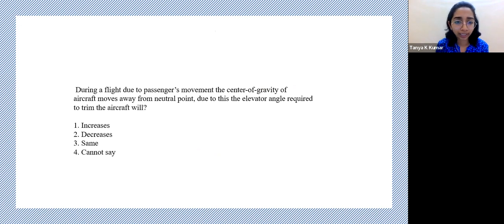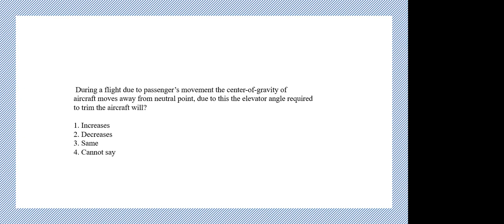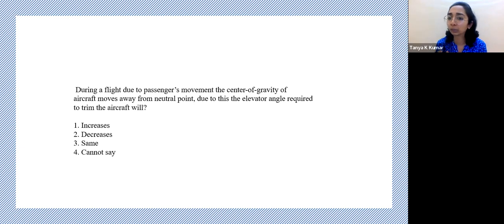Next question is, during a flight, due to the passenger's movement, the center of gravity of the aircraft moves away from neutral point. Due to this, the elevator angle required to trim the aircraft will be. So what is trim? Trim is to maintain level flight in non-stable condition. Okay, so trim is just the same as equilibrium. One of the equilibrium conditions is the level flight that you've said, lift equal to weight, thrust equal to drag. But trim just means equilibrium, where the sum of all forces and sum of all moments is 0. So that is your trim condition.